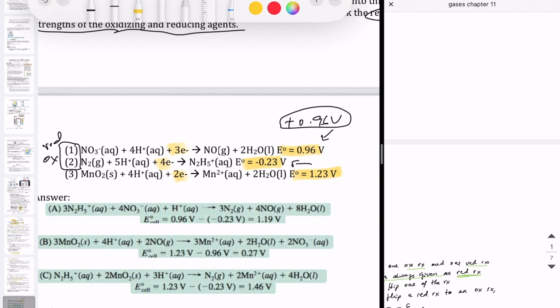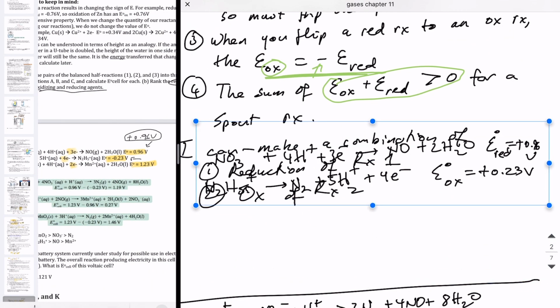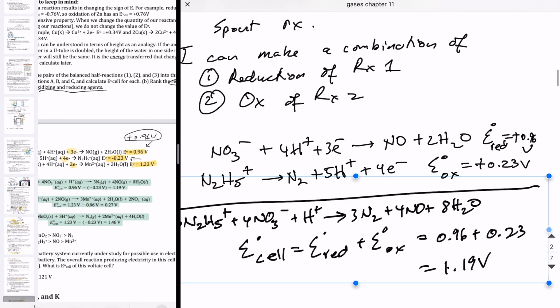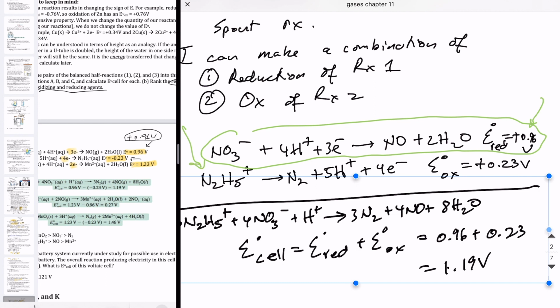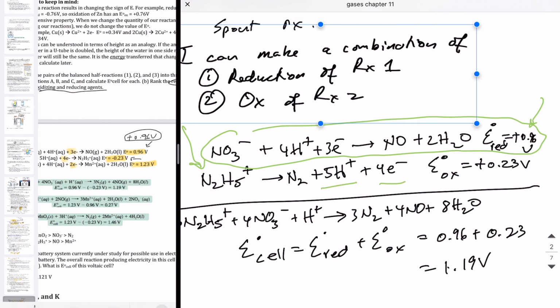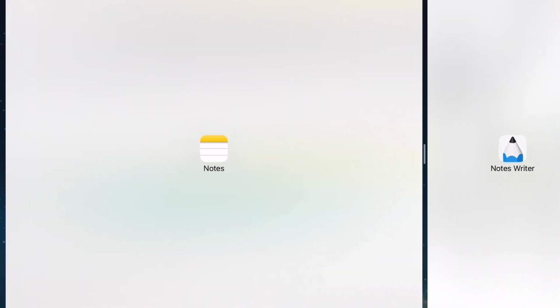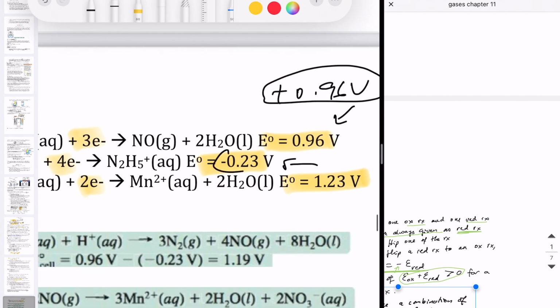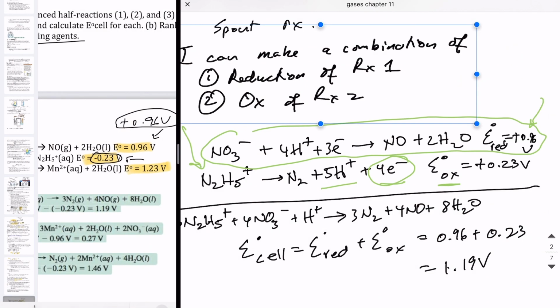Hopefully that makes sense. Let me show you how I write it here. This is the first reaction; I just keep it as is, and I wrote the reduction potential, which is positive 0.96 volts. The second reaction I flip, so that N2H5+ goes to N2 plus H+ plus 4 electrons. You see that now it's oxidation because the electrons are on the product side. The E oxidation is the negative of the E reduction: the E reduction is negative 0.23, so the E oxidation is positive 0.23. And that's what I have here.